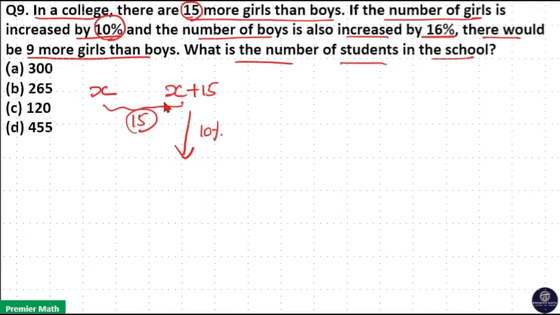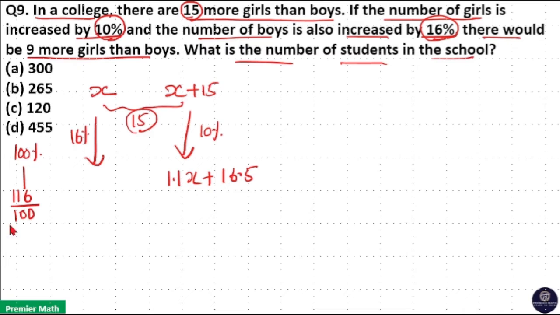So 1.1 into x plus 15 is 1.1x plus 1.1 into 15, which is 16.5. Now the number of boys also increased by 16%. That is, x is increased by 16%. Initially there are 100% boys. Finally it is increased by 16%, which means it will become 116%.